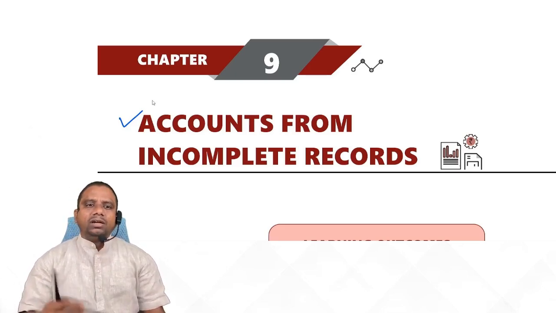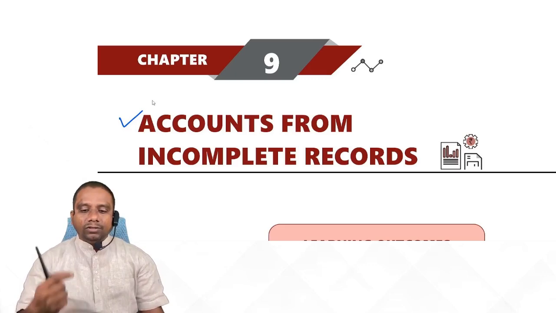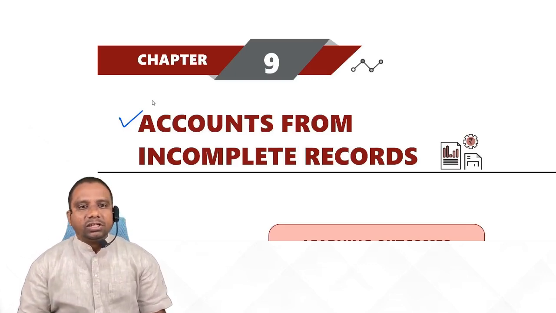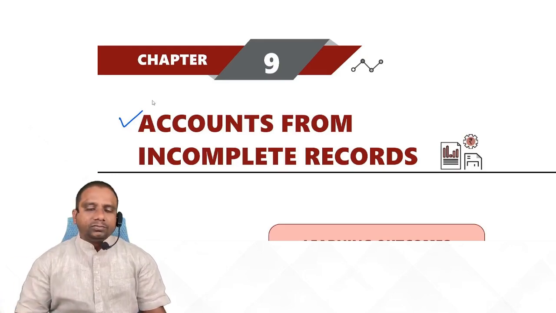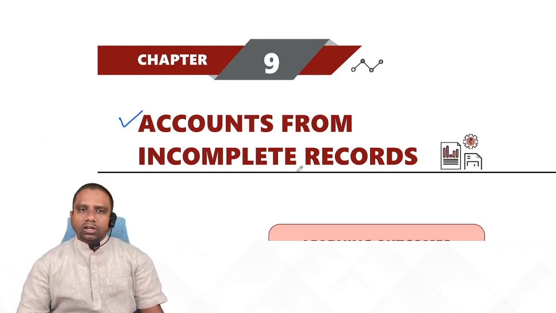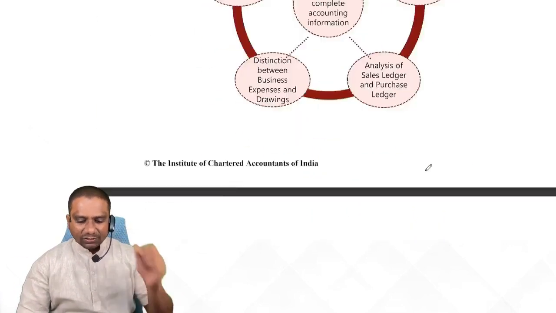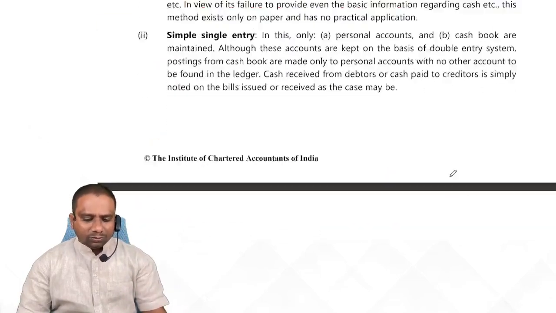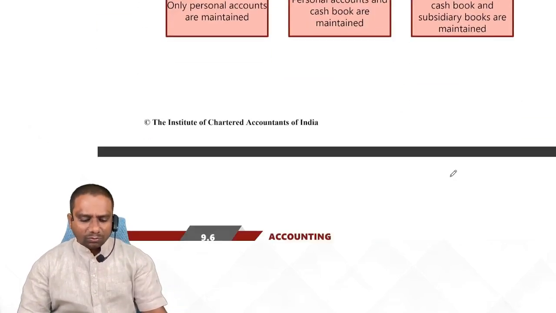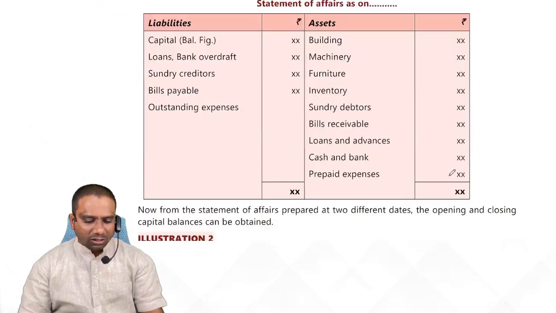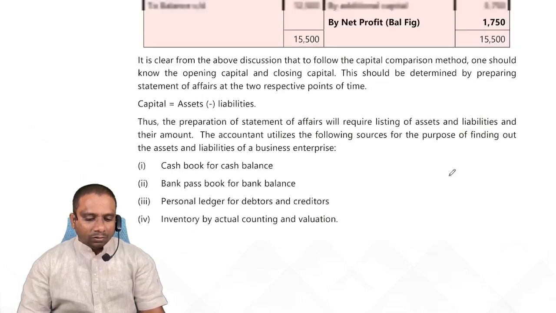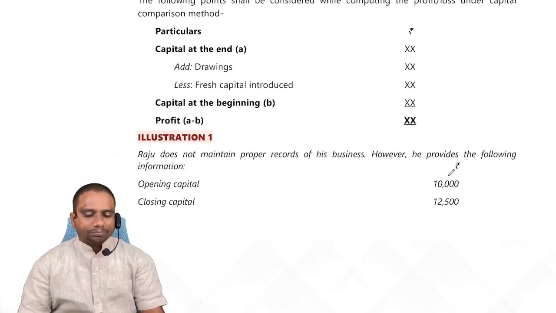At the same time, under conversion method, we first convert the incomplete information into complete information. After that, we calculate the profit or loss. Is it clear, students? Yes. So, the problems under this chapter are very logical problems, so students, you have to be a little bit careful. Now, look at first problem.